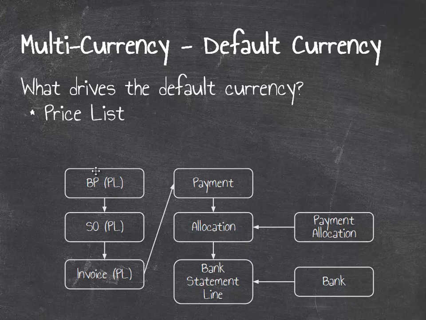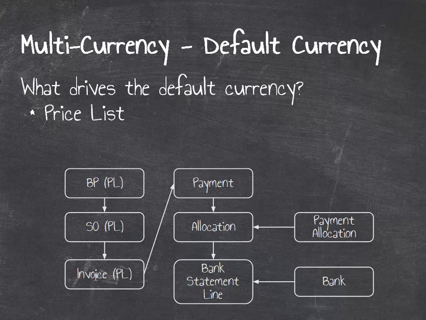When you create a business partner, you typically will assign it a default price list. So when you create a sales order or a purchase order against a given business partner, that sales order will also get that same price list. Now, on a sales order, the sales order currency is defined by the price list. In other words, there's no way to change the currency in a sales order except by changing the price list. When you create an invoice off of a sales order, the price list propagates, and therefore the invoice gets its currency through its price list from the sales order.